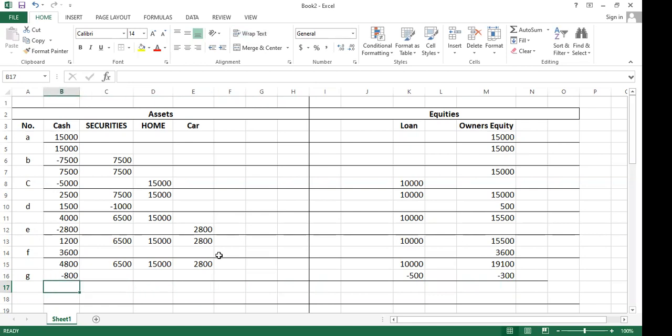Are you clear with that? This loan paid is clear. G. Are you clear? Yes, sir. Okay. G balance: cash is 4,000 after deducting the 800, and security is 6,500, and home 15,000. Car is 2,800. Loan 9,500, and 18,800 is the balance of owner's equity.